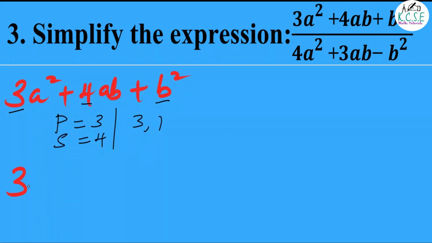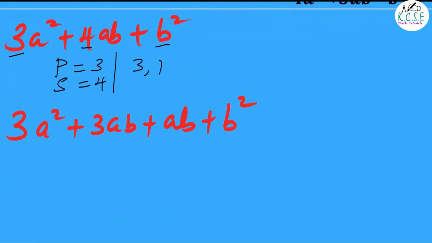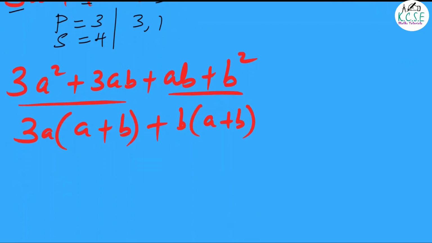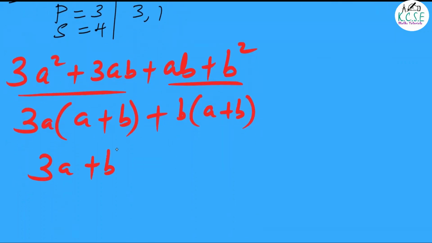So we insert the 3 and 1. We have 3a squared plus 3ab plus ab plus b squared. Then the next step is to factorize these two. What is common between 3a squared and 3ab? 3a is common, so we have 3a(a plus b). Between ab and b squared, what is common? b is common. Factorize that, we have b(a plus b). Then finally we have (3a plus b)(a plus b). So that is how we factorize the numerator.